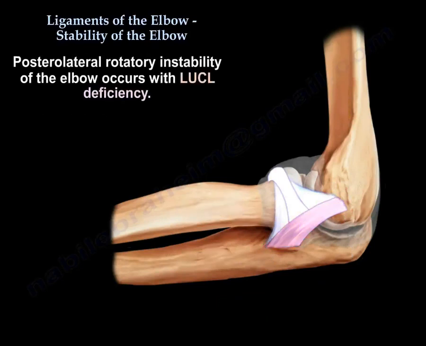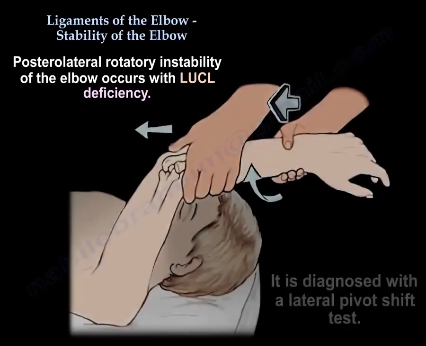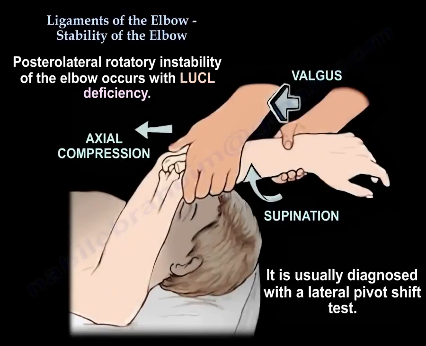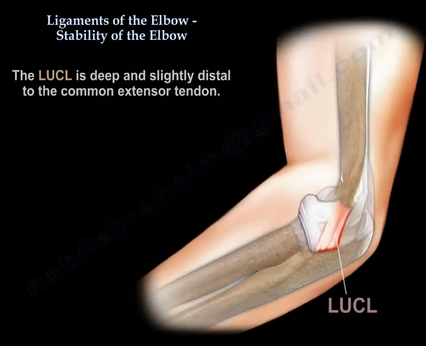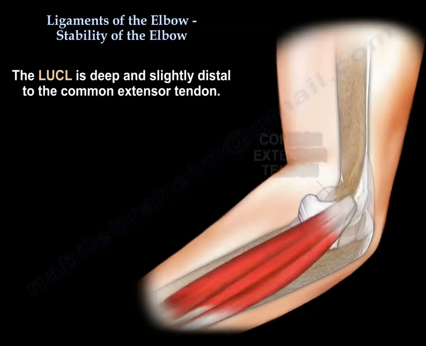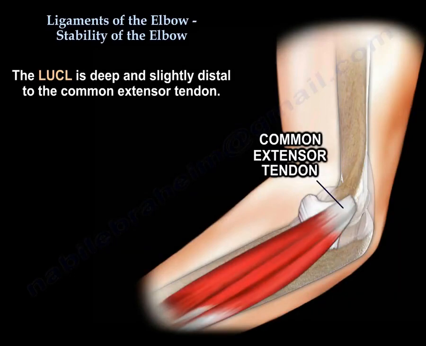Posterolateral rotatory instability of the elbow occurs with deficiency of the lateral ulnar collateral ligament. It is usually diagnosed with a lateral pivot shift test. The test is done utilizing valgus, supination, and axial load. The lateral ulnar collateral ligament is deep and is slightly distal to the common extensor tendon.